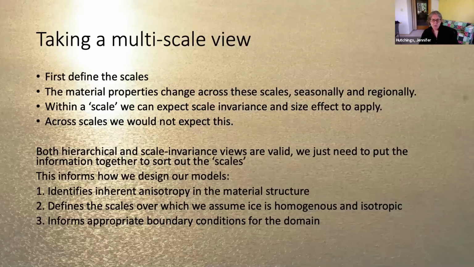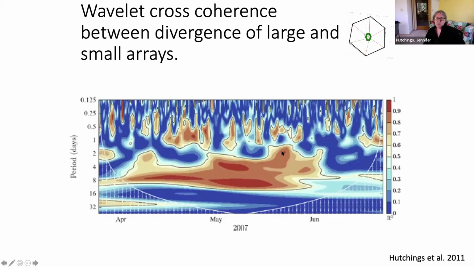And if we were to look at a buoy array, say a small array in the middle of a large array, and we look at the coherence between the divergence of the large and small array, this is a cross-wavelet coherence. So we have period up here. This is the semi-diurnal period, which is the inertial oscillation. Notice that we see that. This is the synoptic period. So we see that there's enhanced coherence between the deformation, the kinematics of those two buoy arrays at 4 days and at 8 days.